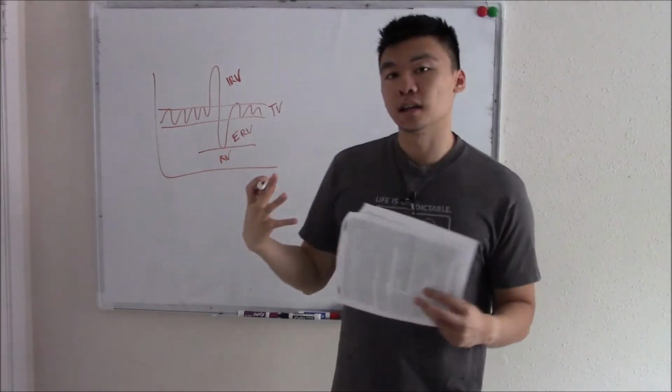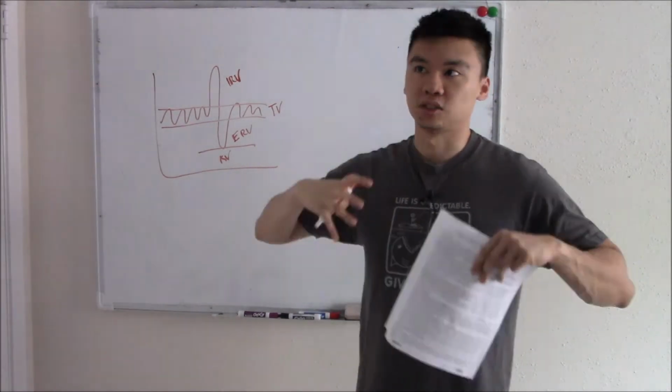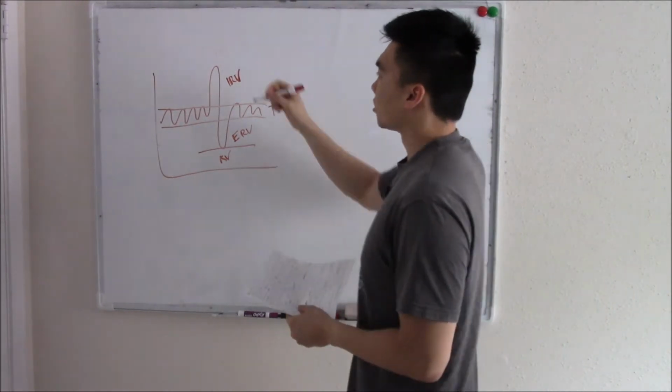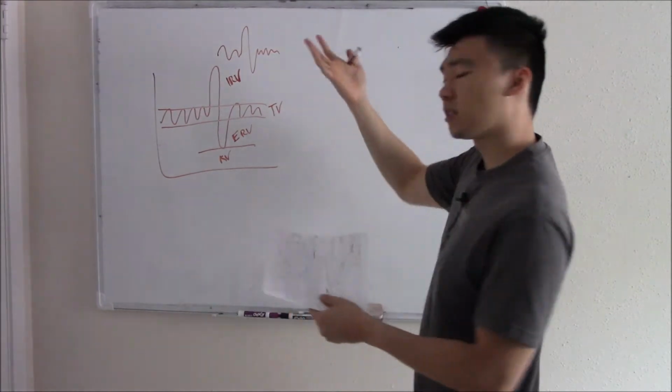And how did obstructive lung disease change this? Well, if you can't breathe out, then you have air trapping. And so your volume is going to be a little bit higher on the graph. You just have a little bit more air.